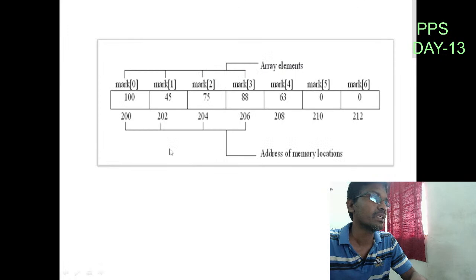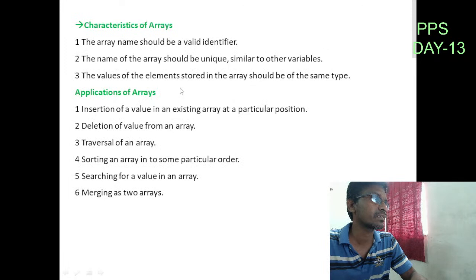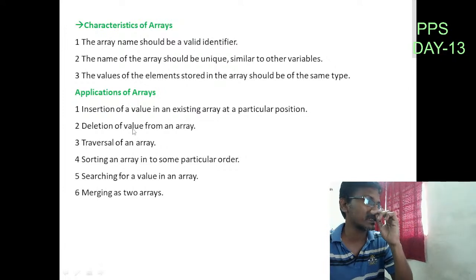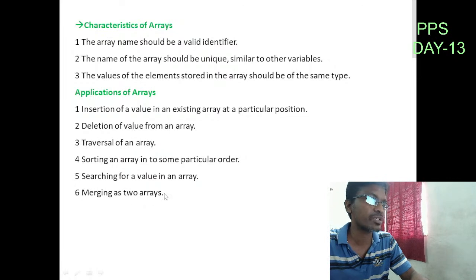And this is the allocation for the above example: marks[0], marks[1], marks[2] and so on up to marks[6]. The 5 subject marks will be stored at index numbers 0 up to 4, and I am not going to use 5 and 6, so those fields will be stored with 0. And these are the characteristics we discussed in day 12. These are the applications of arrays: insertion, deletion, traversal, sorting, searching and merging. These are the operations that can be done on arrays.